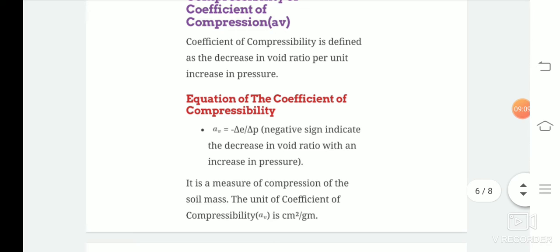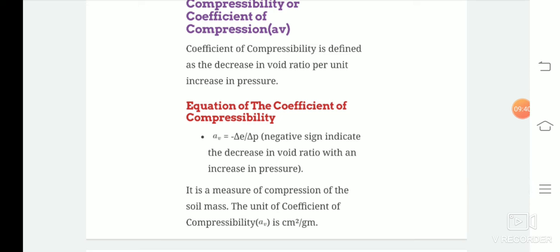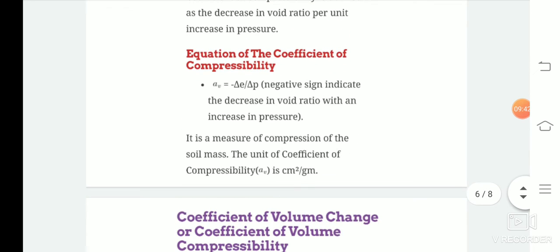As we can see in the equation, av equals minus delta e divided by delta P. Why is it negative? The negative sign mainly indicates the decrease in void ratio with an increase in pressure. It only indicates the direction, not the amount, and is not calculated in magnitude. This is the compressibility of the soil, measured in centimeter square per gram. So this is the coefficient of compressibility.